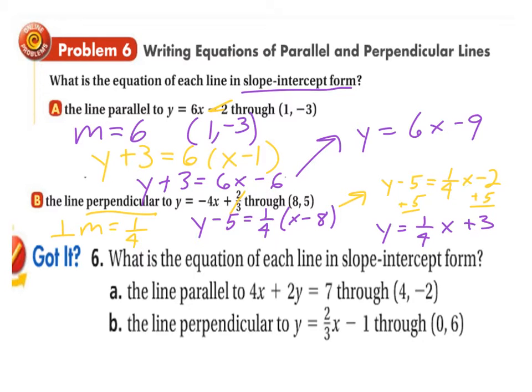See, again, there are a couple problems there at the bottom for you to try. So if you want to go ahead and pause, then I will go and do those in just a second.